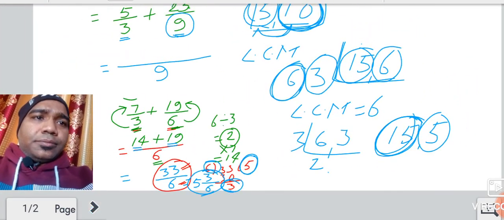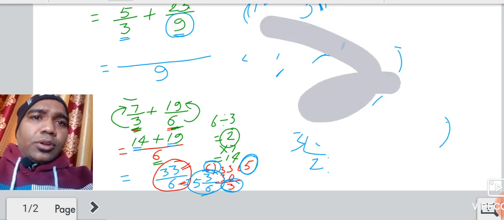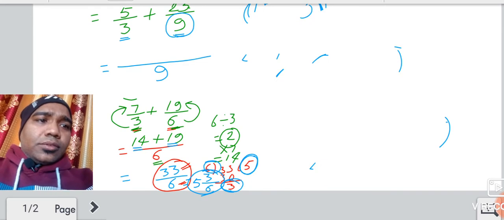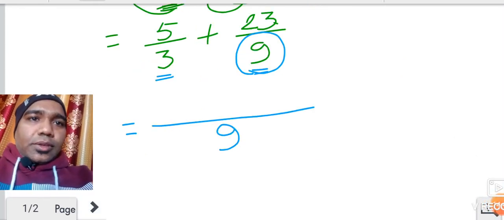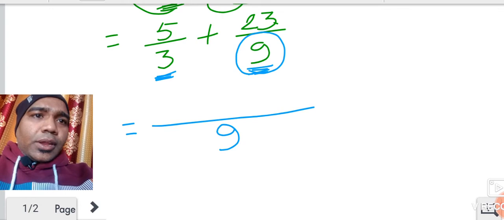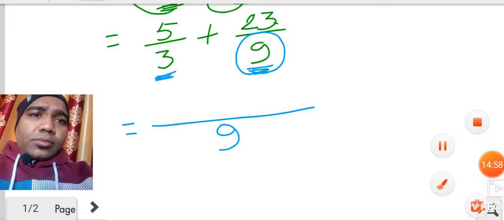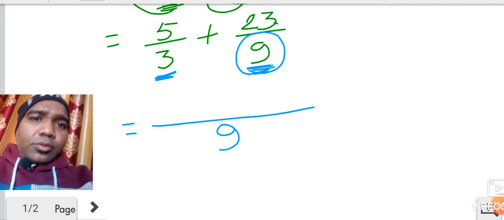So here you can see what we have got. Just a minute. So now can you see here? Denominators are 3 and 9. We have to find the LCM of the denominators 3 and 9. Now the larger number is 9 and the other number is 3. So the LCM of 3 and 9 will become 9 by default, just now I told you.